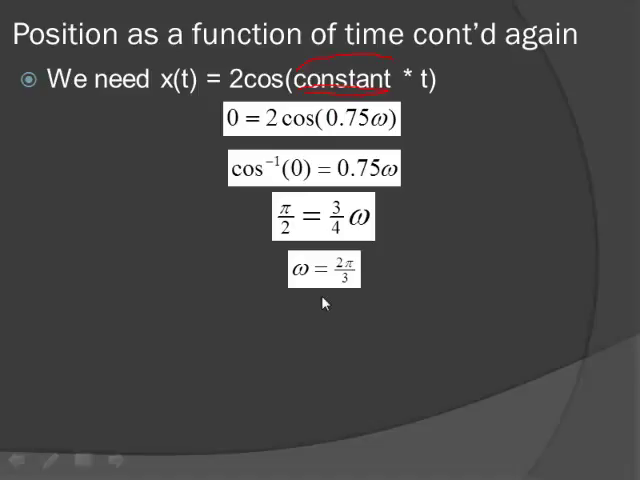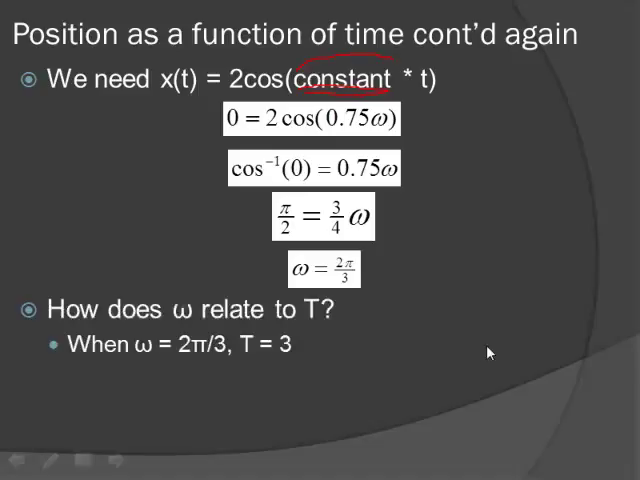But how is omega related to period? When omega equals 2 pi over 3, the period is equal to 3. So the relationship between omega and the period is that omega is equal to 2 pi over T. So the equation that we have for our data is x(t) equals 2 cosine (2/3 pi t).